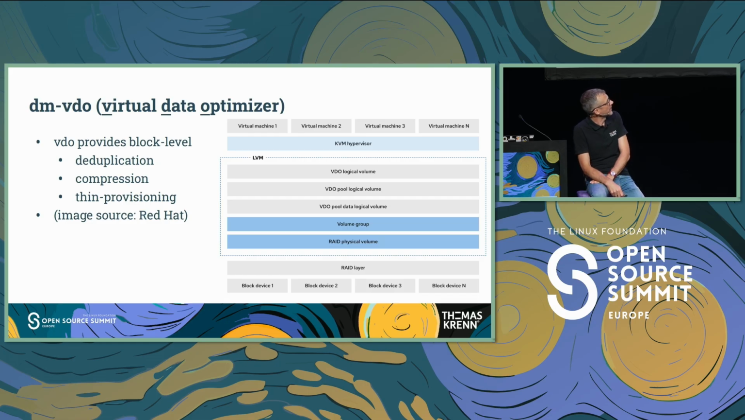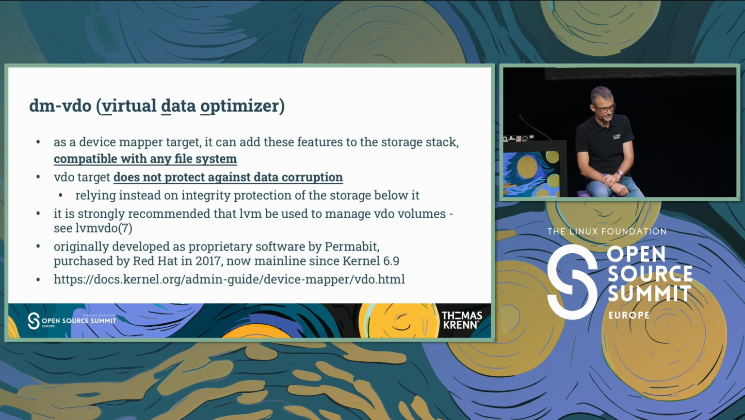You can see it on the right side. It's an image by Red Hat, how it is implemented in the storage stack. Most of the time, it is used in virtualized environments. So you have multiple virtual machines, for example, running on the KVM hypervisor. And here you have often the situation that you have the same data. So there's a good use case for deduplication. Often you can use compressed data, and you also want to have thin provisioning in there. So the VDO target does support all 3 functions here.